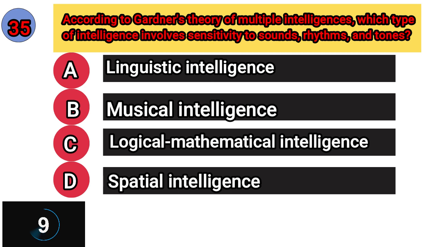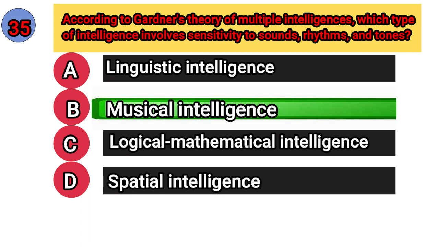According to Gardner's theory of multiple intelligences, which type of intelligence involves sensitivity to sounds, rhythms, and tones? Linguistic intelligence, musical intelligence, logical mathematical intelligence, spatial intelligence. And correct is musical intelligence.